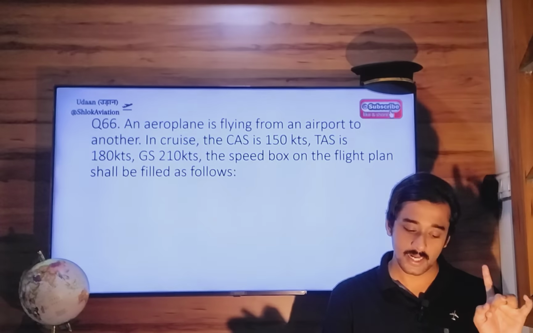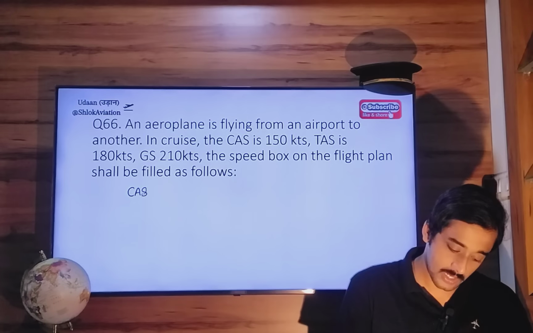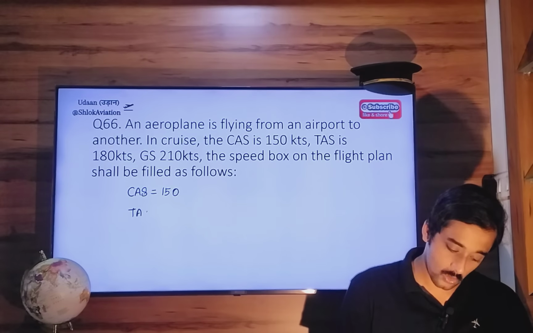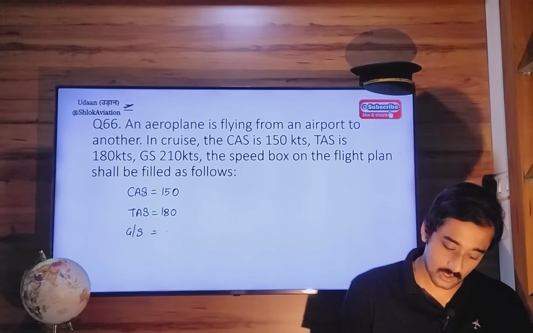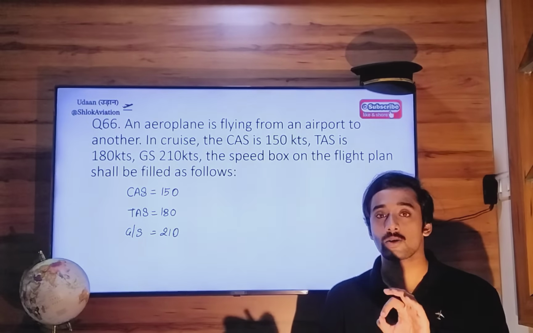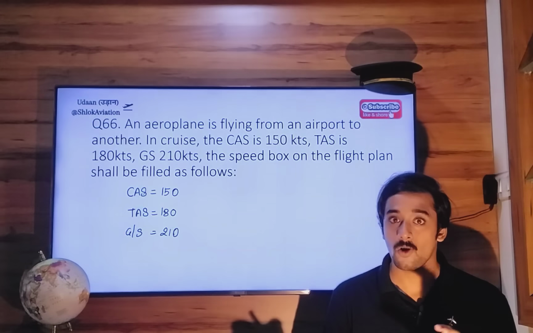Okay. Next. An aeroplane is flying from an airport to another airport. In cruise, calibrated airspeed is so and so. Okay, calibrated airspeed is 150 knots. True airspeed is 180 knots. Ground speed is 210 knots. Now, out of these three speeds, what speed are you going to enter in your flight plan and how will you enter it? In what form?